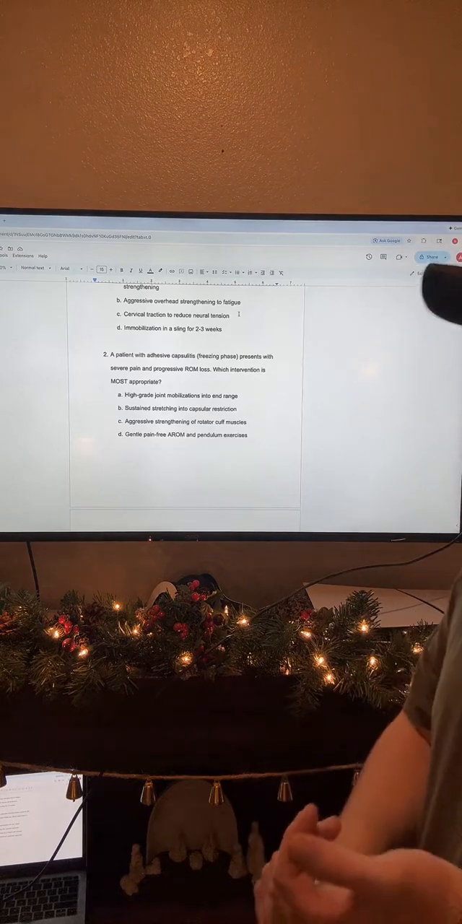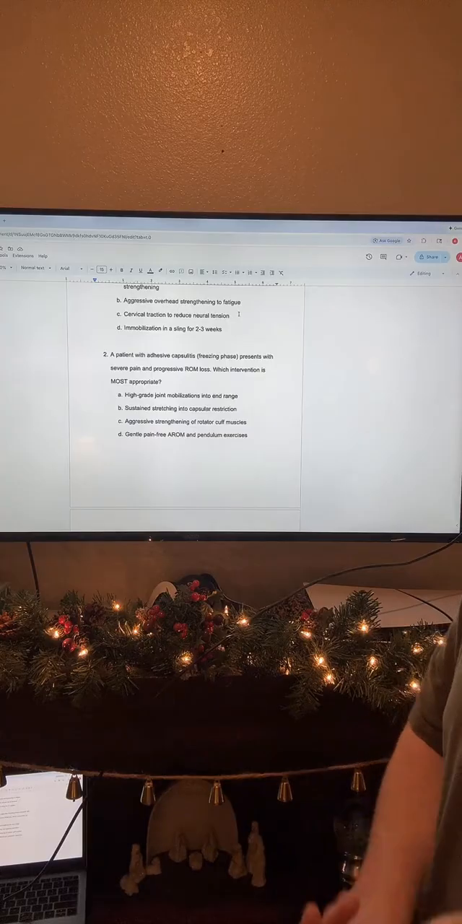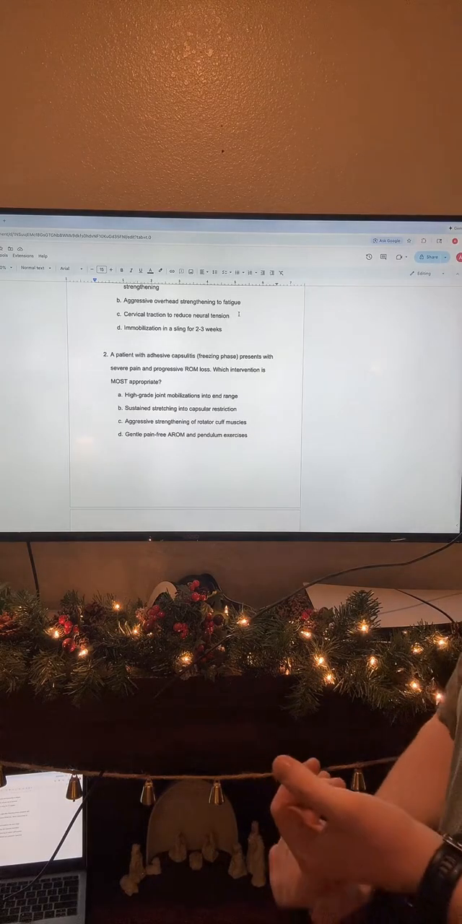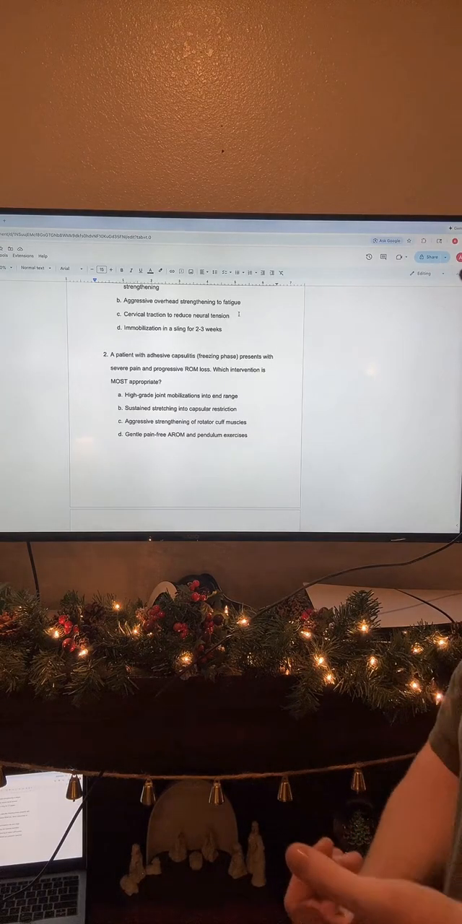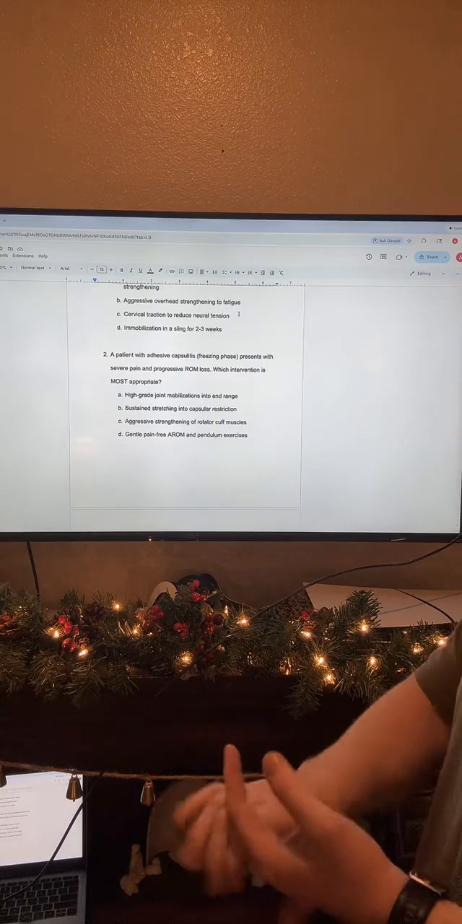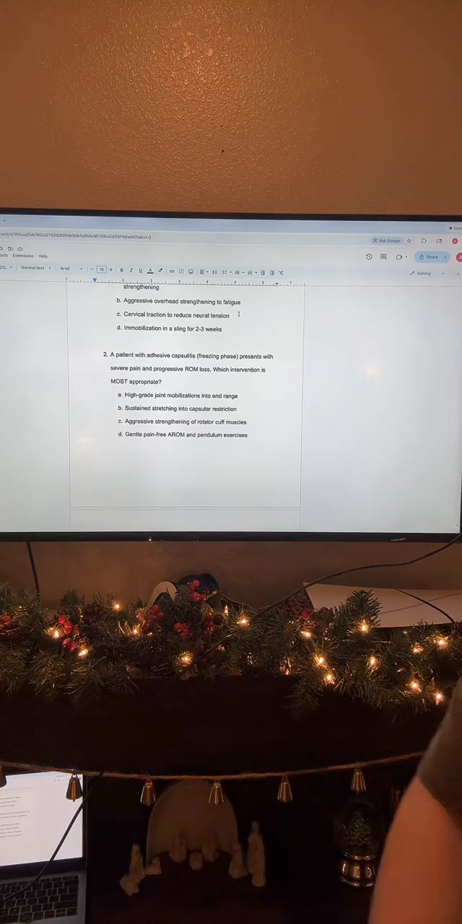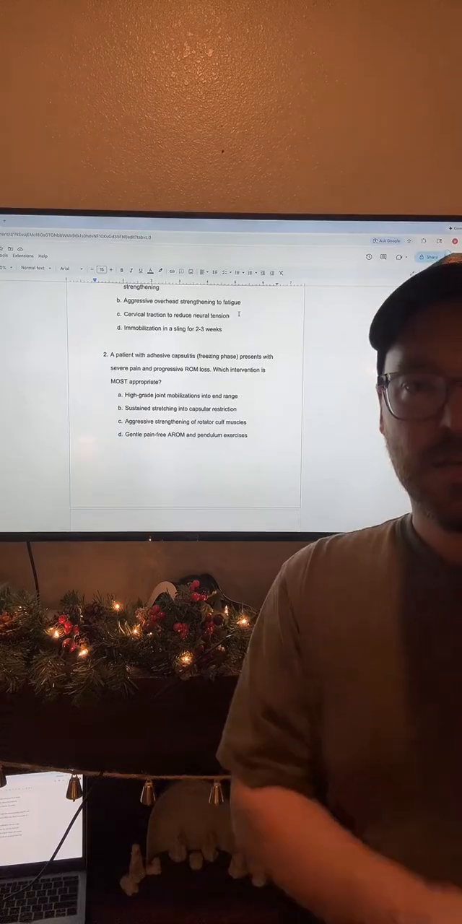So a patient with adhesive capsulitis freezing phase presents with severe pain and progressive range of motion loss. Which intervention is most appropriate? A, high-grade joint mobilizations into end range. B, sustained stretching into capsular restriction. C, aggressive strengthening of rotator cuff muscles. Or D, gentle, pain-free active range of motion and pendulum exercises.